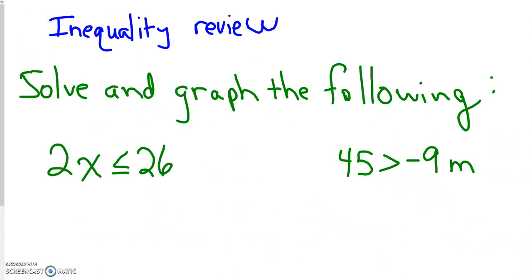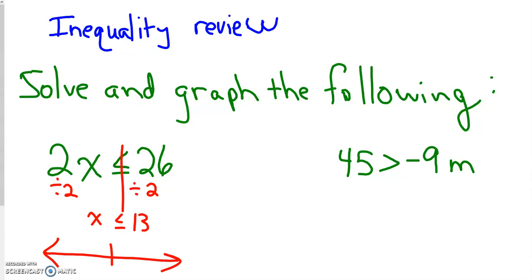Another quick review for us. Divide by 2, divide by 2, so x is less than or equal to 13. Well, if I think about that, here's 13, closed dot, x is smaller. I want all the numbers down here. Let's substitute just to test this out. I'm going to pick a number smaller than 13. I'm going to pick 10.